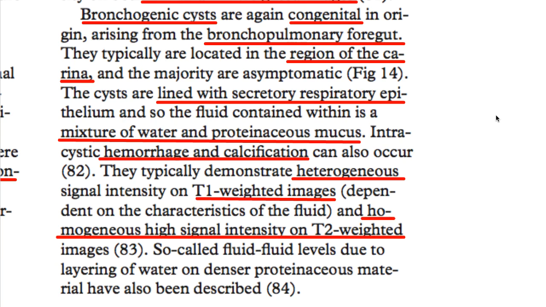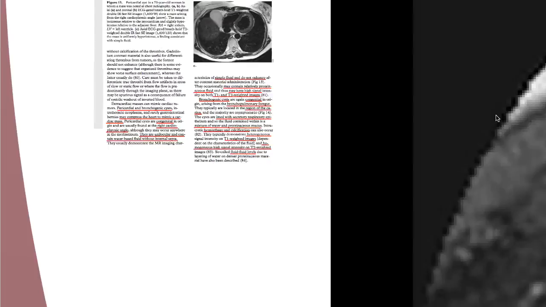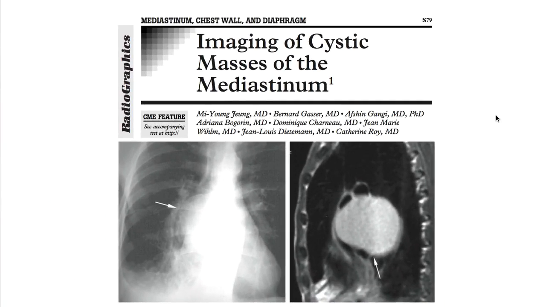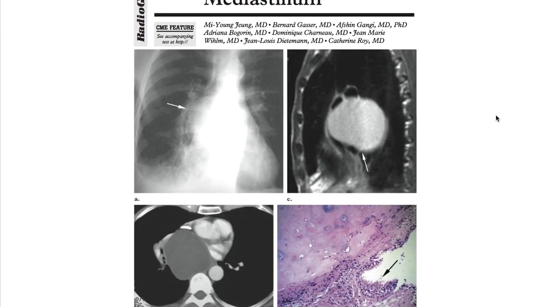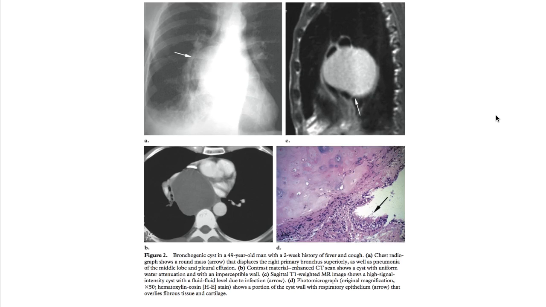So heterogeneous on T1 and T2, you can have fluid levels with denser, more proteinaceous fluid or hemorrhage being in these. This is an example of one that was found on a chest x-ray. So we see a mass that's sort of splaying the carina. So that's a great location for this. And on the cardiac MRI, we see homogeneous high signal on T2. Very classic location. Here's another example here.